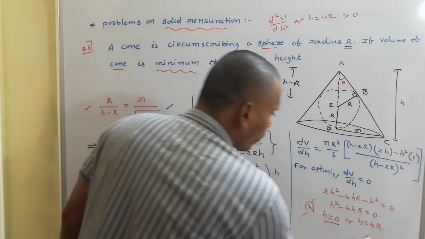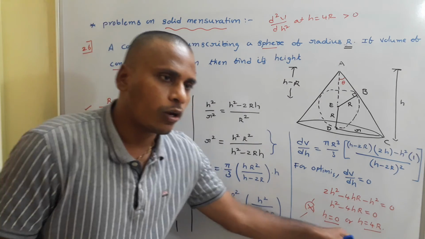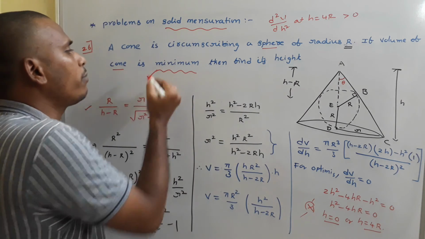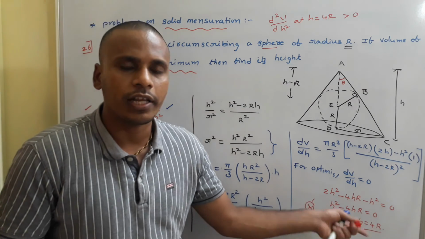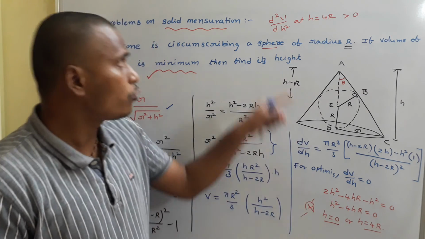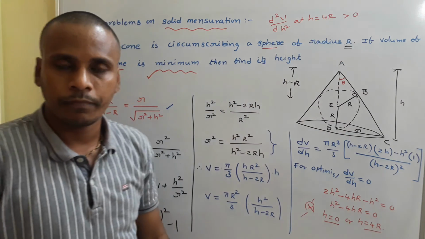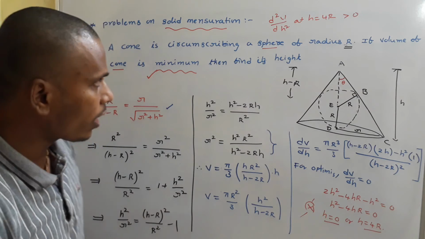Okay, see, we left with only one extreme position, h is equals to 4r. Since the question is about finding minimum volume of the cone, so for sure at h is equals to 4r we will get minimum volume. Okay, if you wish to check, you just find second derivative at h is equals to 4r, you will get it as positive quantity. Okay, so at the end you just try to analyze the problem.